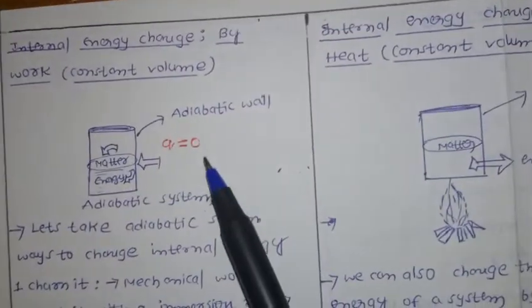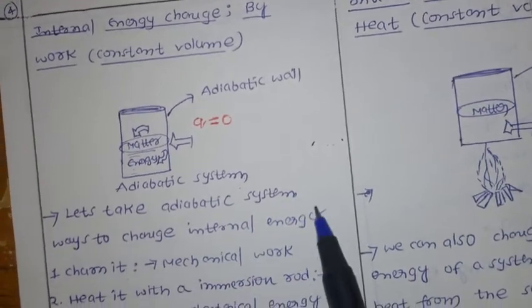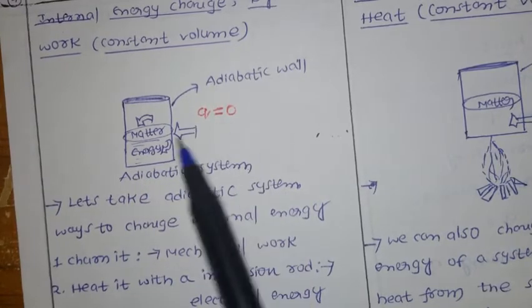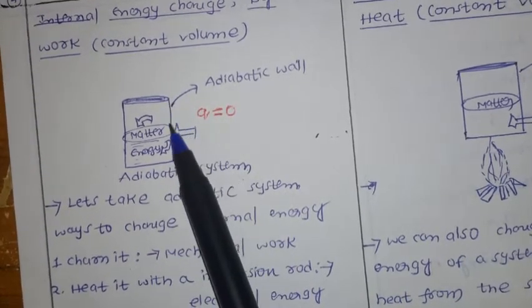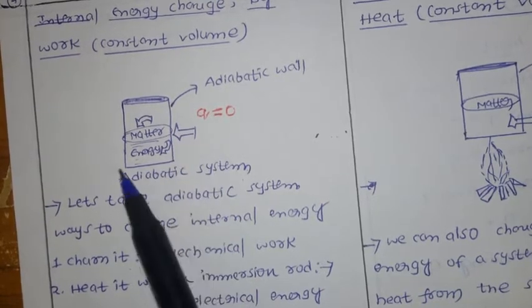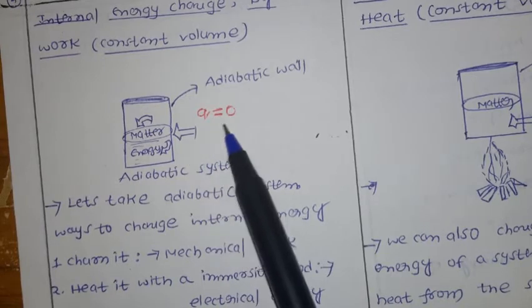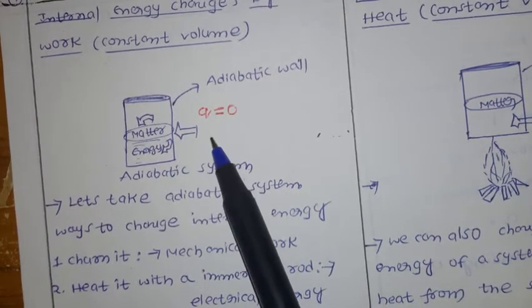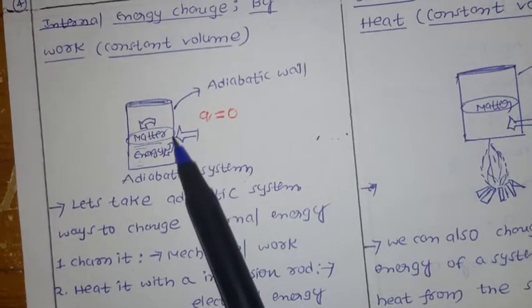Now let us see the first case. Let us take an adiabatic system. Adiabatic system means there is no exchange of heat between the system and surrounding. So this wall is called an adiabatic wall, and the system is called an adiabatic system. That type of system is called an adiabatic system, and this type of wall is the boundary.